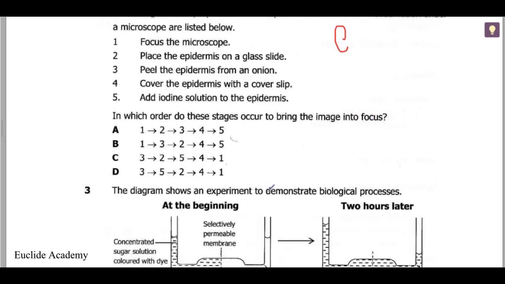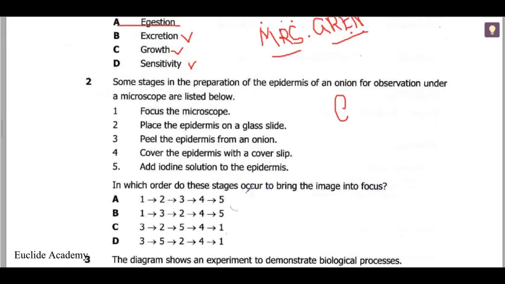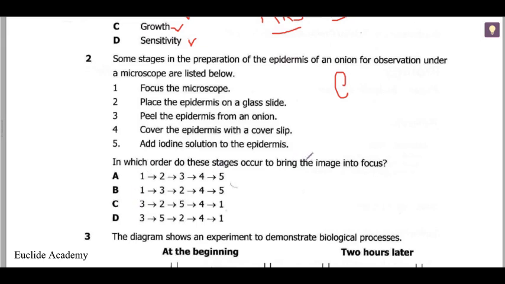So number 1, elimination process. The way it works, you have to eliminate those which are bare or not possible, or the ones which are completely out of range. So in which order do these occur to bring the image into focus? Number 1, you have to focus the microscope. So option number 1 completely shows that it's not possible to focus the microscope first. This is not how it's done. You don't focus the microscope right there and then.